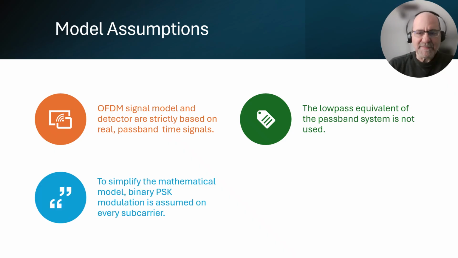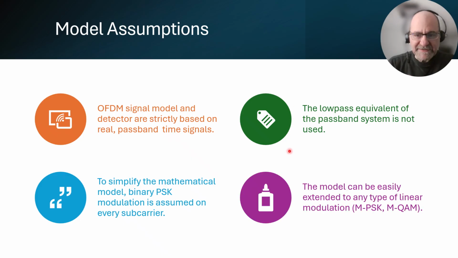Also, to simplify the mathematical expressions involved in this model, we're going to assume binary PSK or BPSK modulation into each of the subcarriers. This is, of course, an important departure from actual OFDM systems, which use more complex modulation schemes, such as QPSK and QAM. However, this model can be easily extended to these types of modulation by just adding a phase term to the modulated signal and an IQ two-branch detector instead of a single branch detector, which we will use in this model.